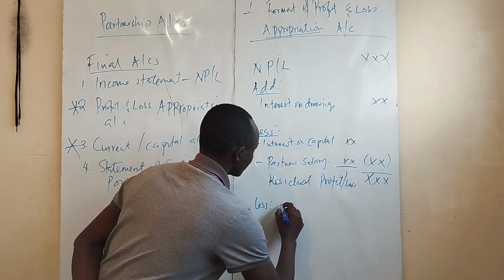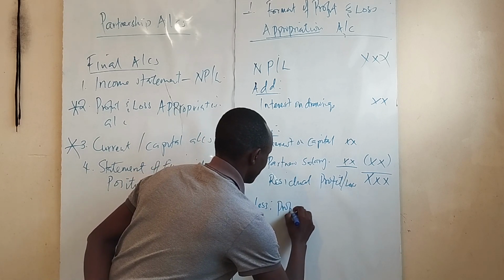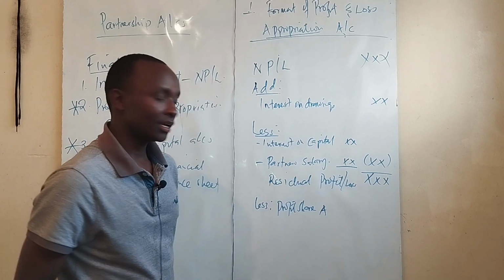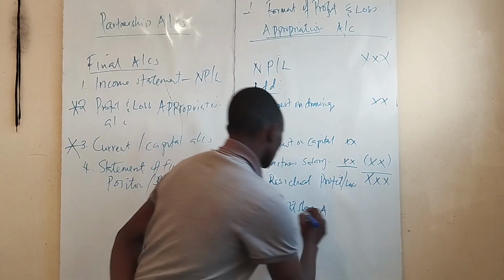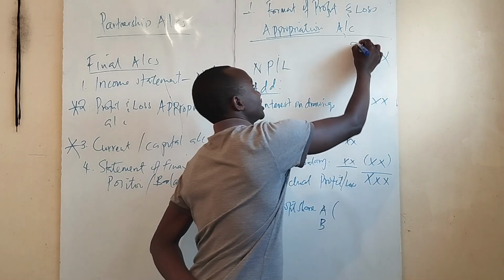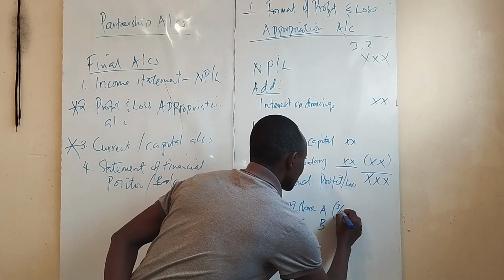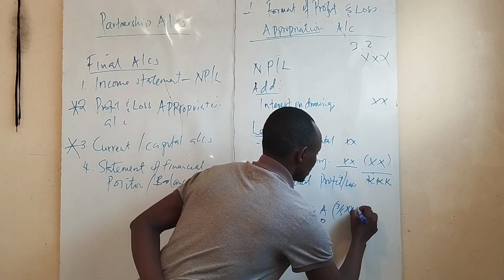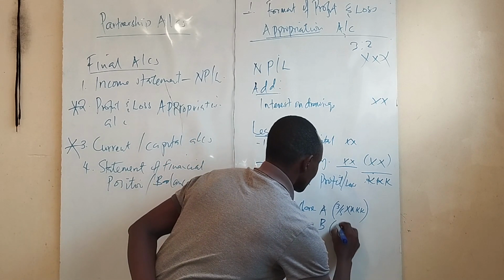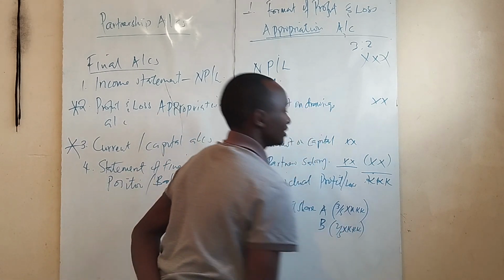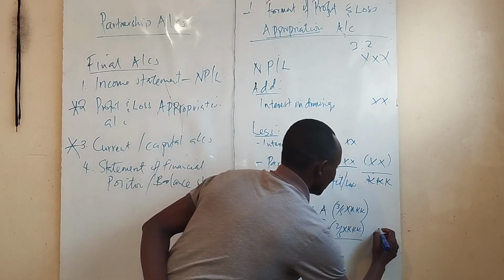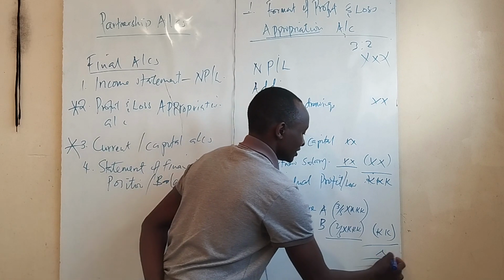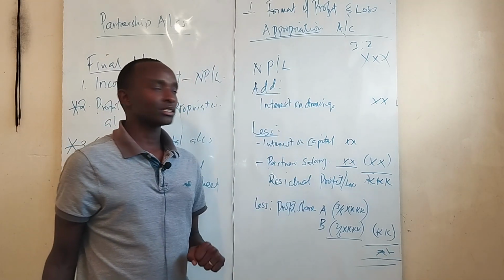So we say less profit share. Let's assume we have partner A and partner B, right? If they were sharing in the ratio of 3:2, it means that partner A gets 3/5 of, let's say, KKK, and partner B gets 2/5 of KKK. So the resultant figure you less from this other side. That is what I mean: the residual profit is the one that is going to be shared.